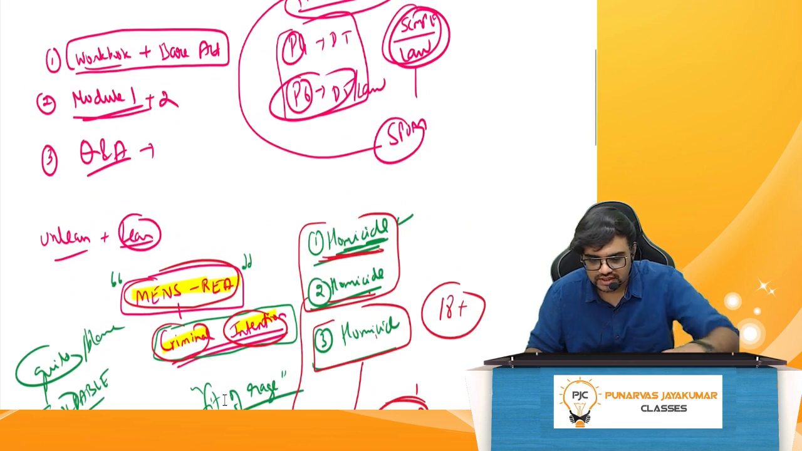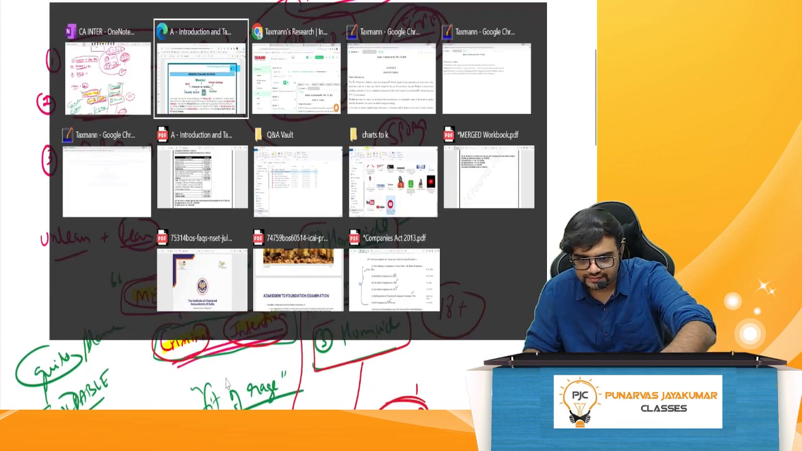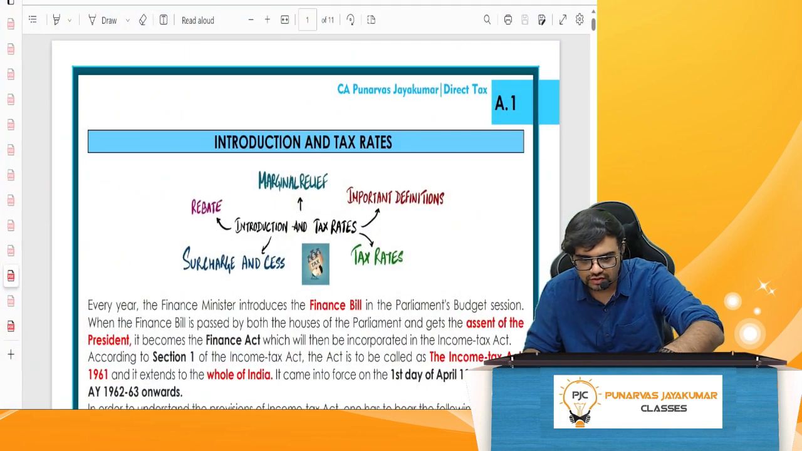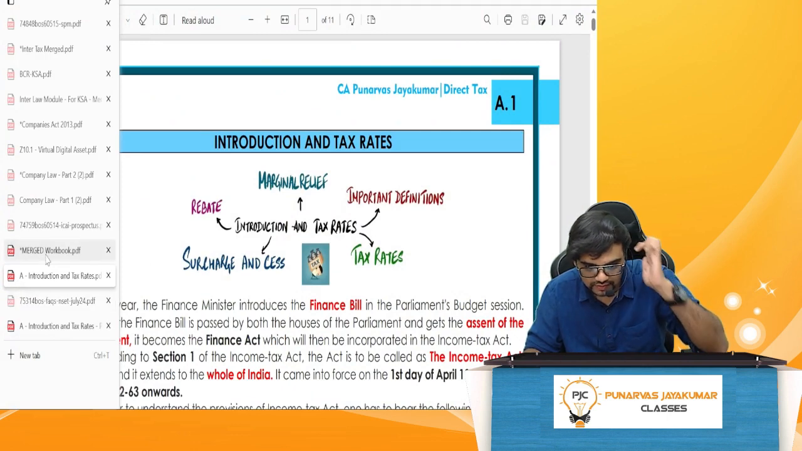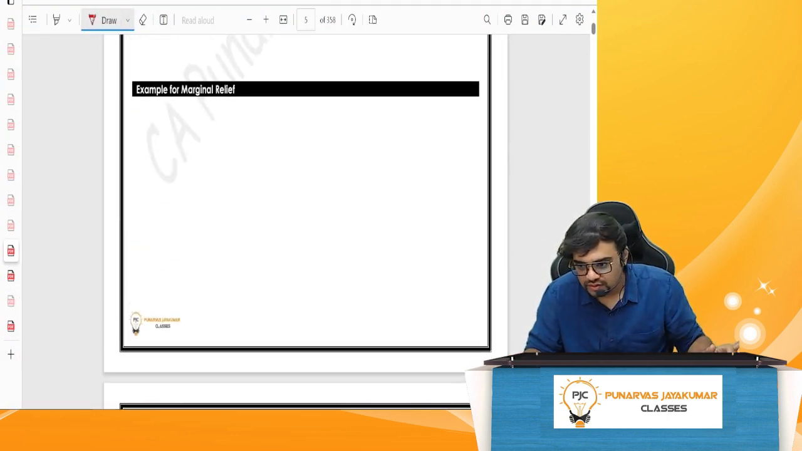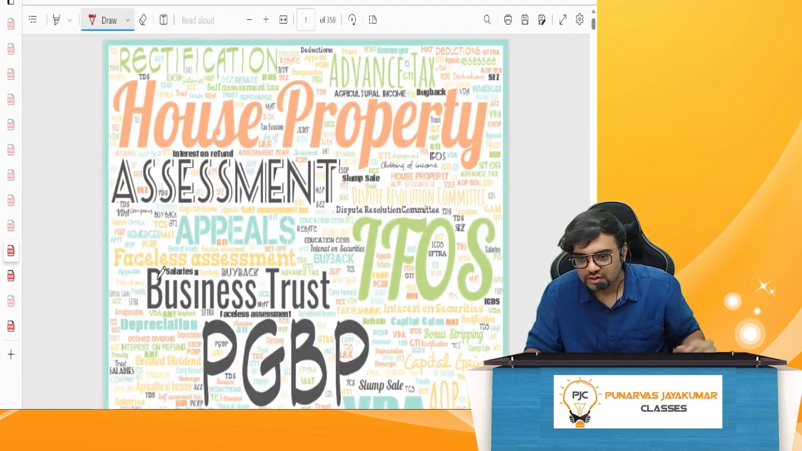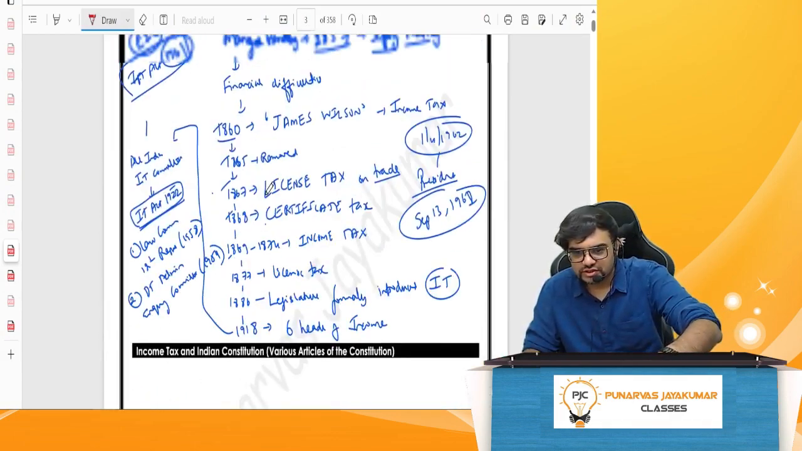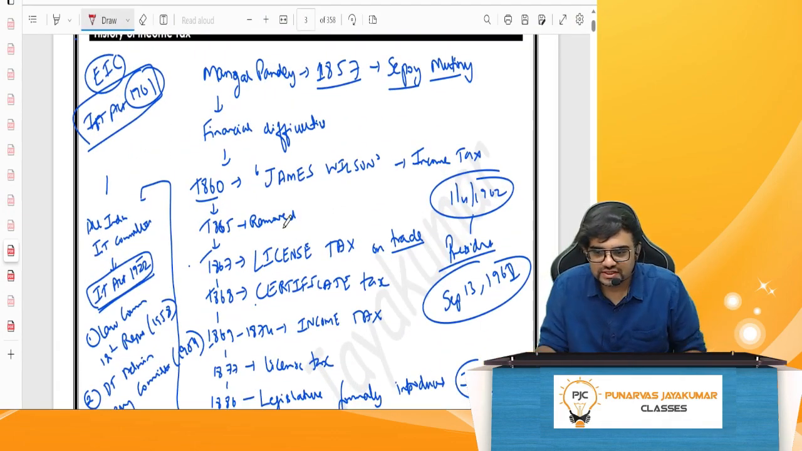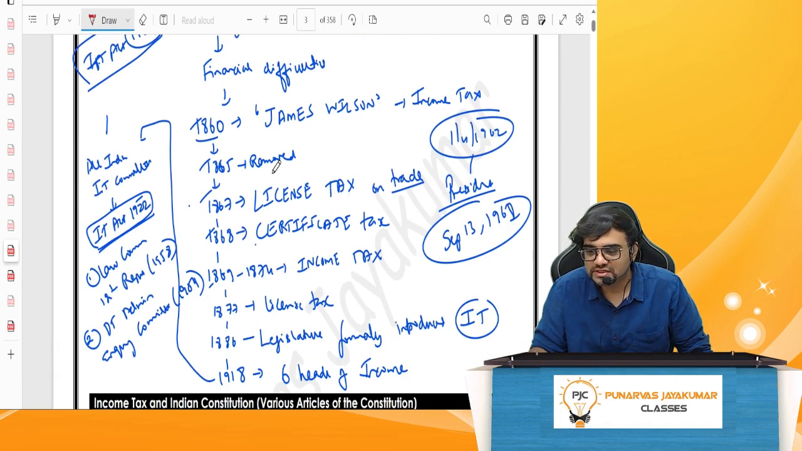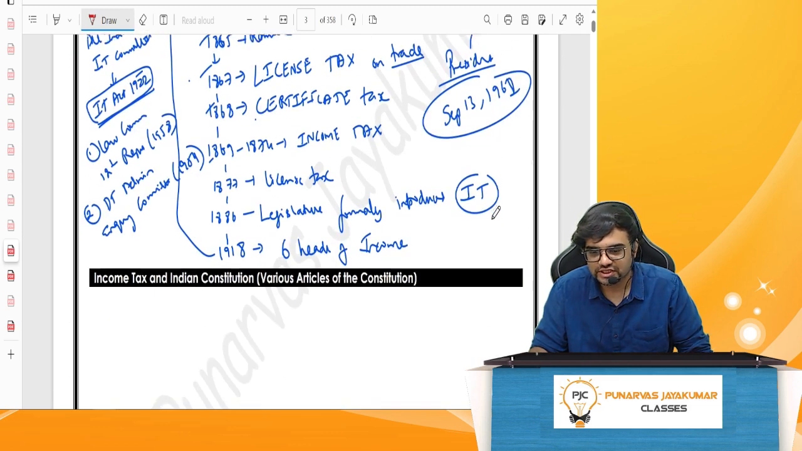We were discussing the various sources of law and all those things. I'll just do a quick revision. Okay, one second. So initially, to start off with, we saw the history of the Income Tax Act. Ultimately it was passed on September 13th, 1961, got the presidential assent, but then eventually it came into force on 1st April 1962.